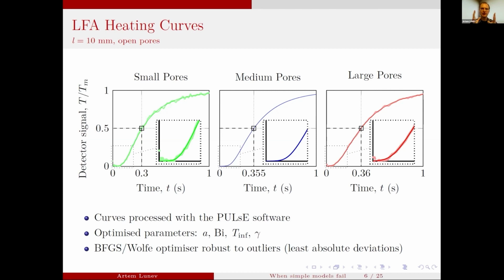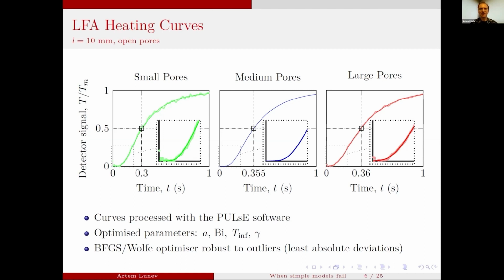So we just used a simple open porosity sample, placed it into the LFA, and measured different samples corresponding to small, medium, and large pores. And you can see that the raw data, which is shown on this slide, shows a good signal-to-noise ratio.